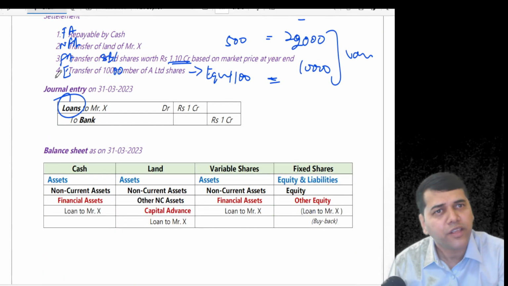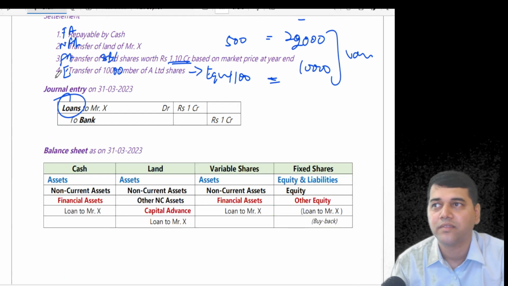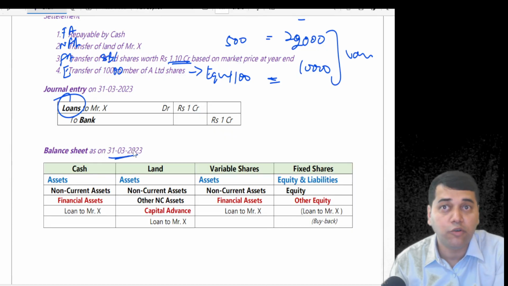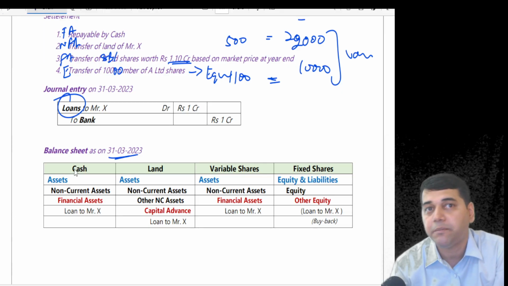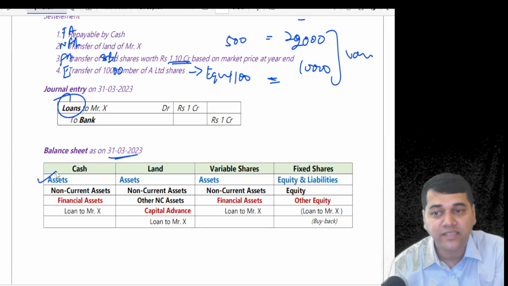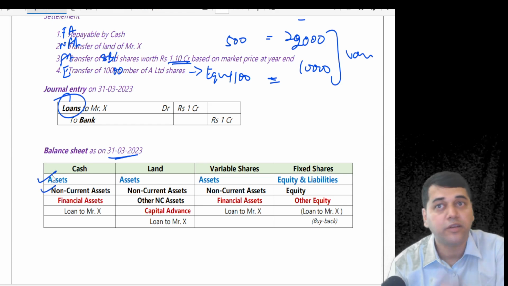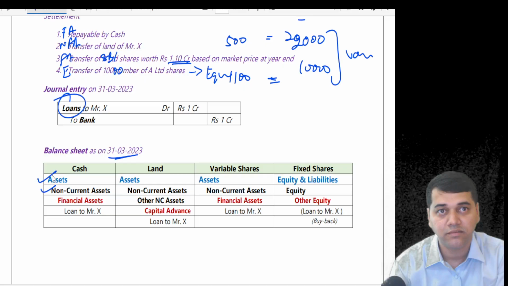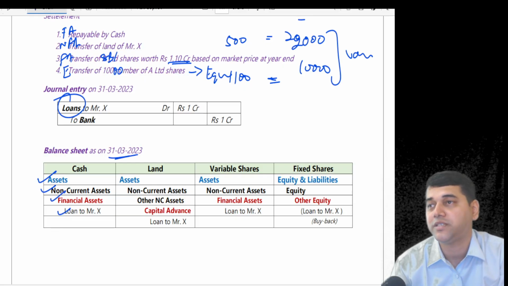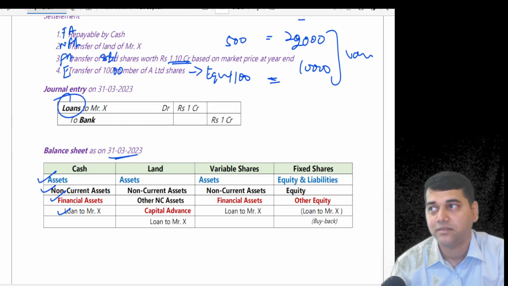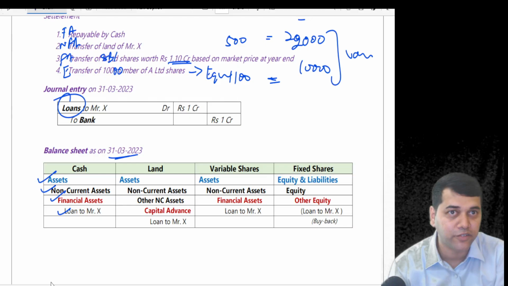Now, where does this implication come? For all the 4 cases, I pass the same journal entry. But on 31st March, how do I present it in the balance sheet? In the first case, when I am going to get the repayment in cash, under assets, non-current assets, because I am going to get this cash after 1 year, I will show under financial assets, loan given to Mr. X. Are you very clear about the application of the definition?